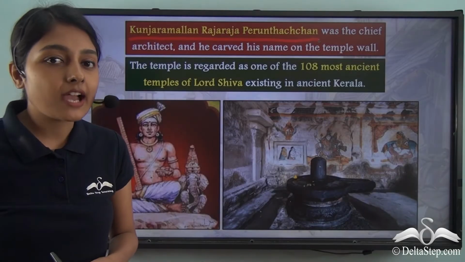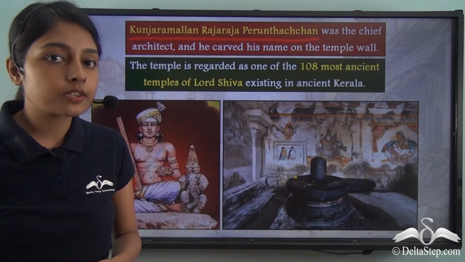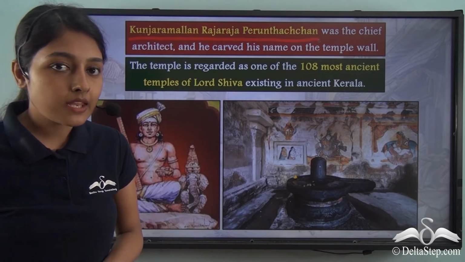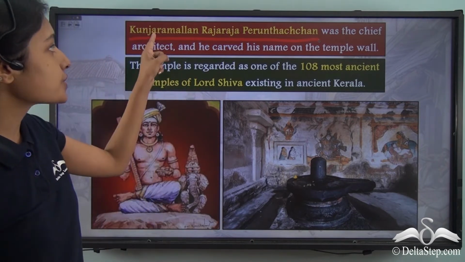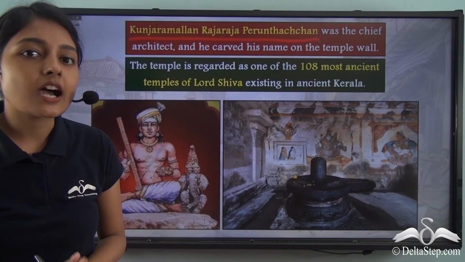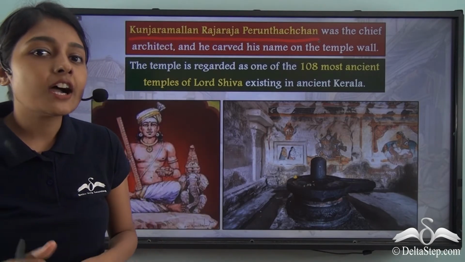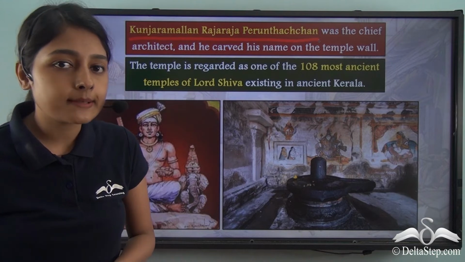So the points that we have to keep in mind are that the Raja Rajeshwara temple was built during the rule of King Raja Chola, and who was the main architect of this temple? It was Kunjaramallan Raja Perunthacchan. And this architect, after building this massive and magnificent temple, even carved his name on the wall of the temple.